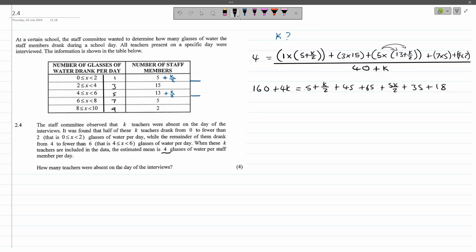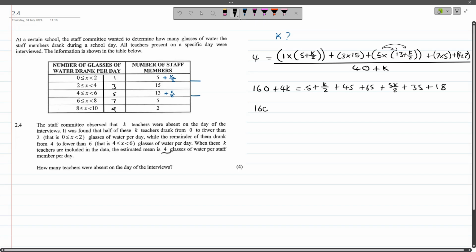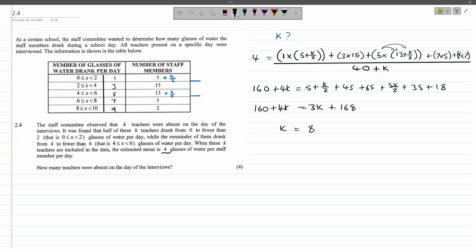We can add up the like terms to get the following. We just keep 160 plus 4K. If we sum up all the like terms over here, we get 3K plus 168. Then we can solve by taking 3K to the other side. We get K, and 160 to the other side, 168 minus 160 gives us 8. So our answer will be 8.